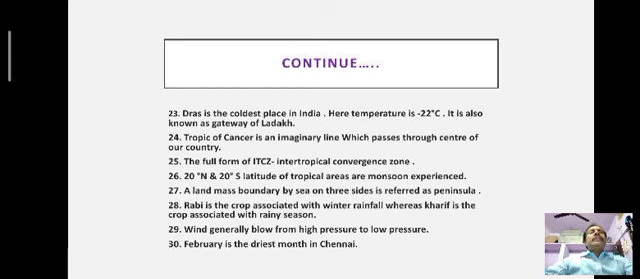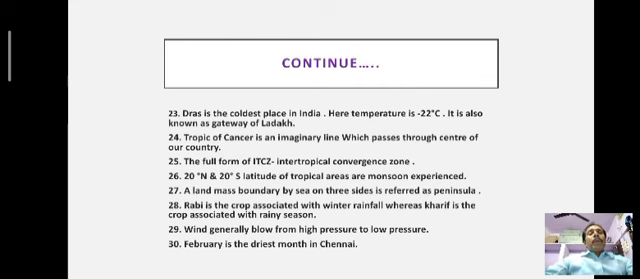Now, Drass is the coldest place in India. Drass is a small village located in Leh Ladakh. Here the temperature goes down to minus 22 degrees centigrade. It is also known as the gateway of Ladakh. Next, the Tropic of Cancer is an imaginary line which passes through the center of our country. It starts from Gujarat, passes through the middle of the country and moves towards the east side, that is Tripura.